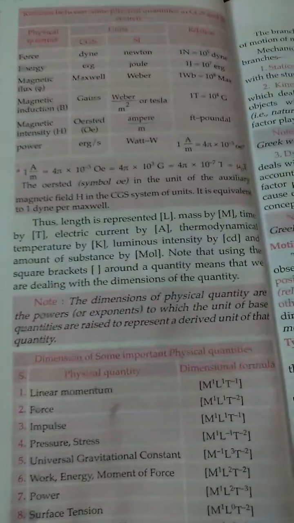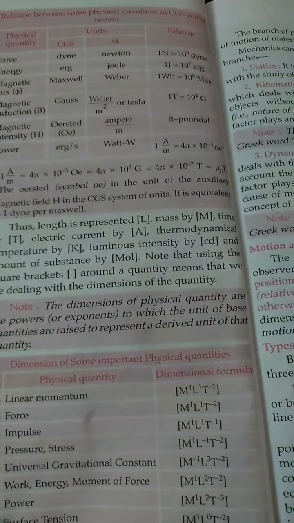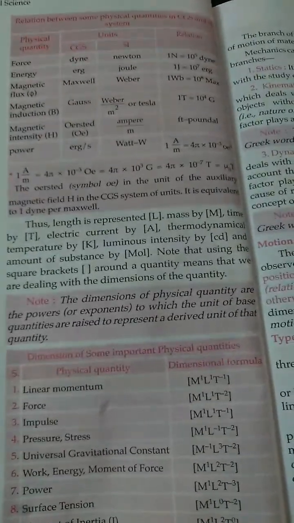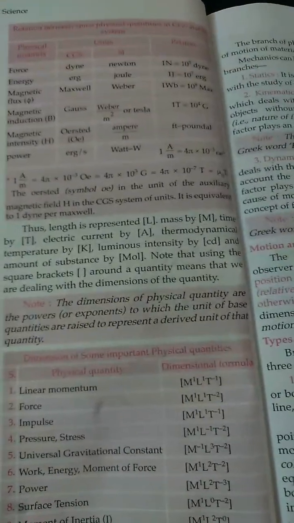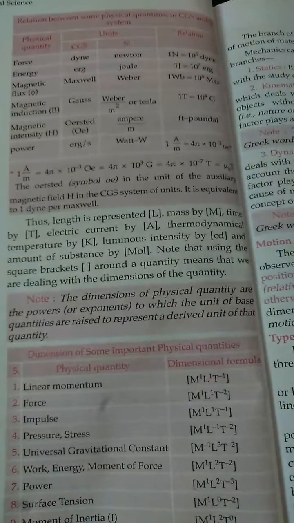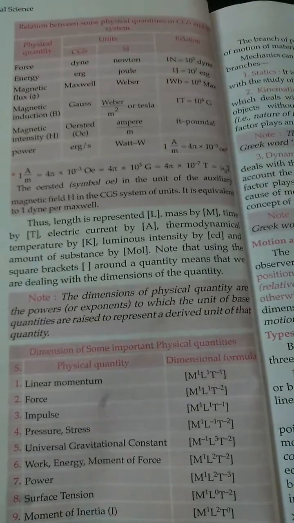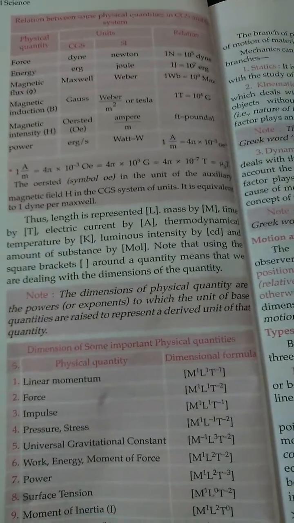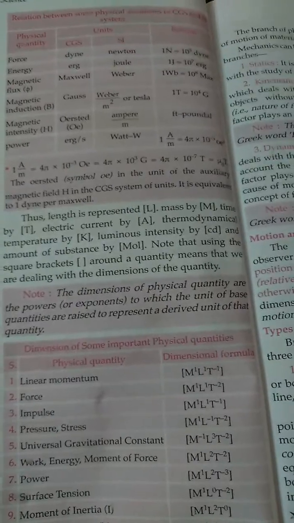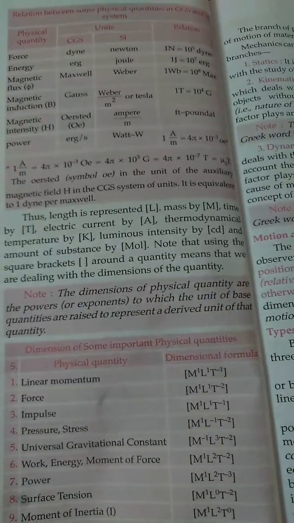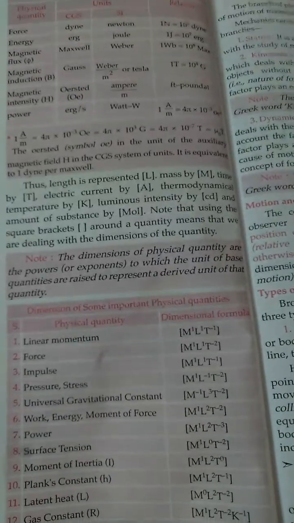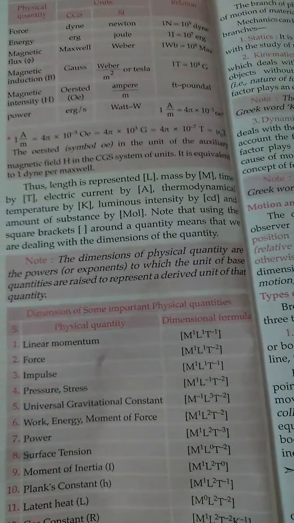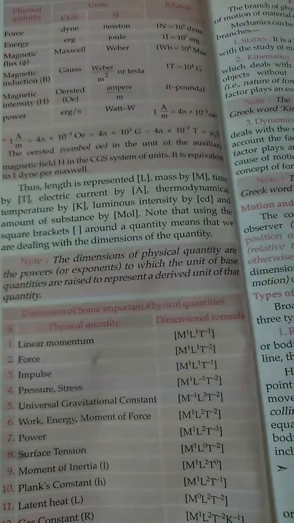Thus length is represented by L, mass by M, time by T, electric current by A, thermodynamic temperature by K, luminous intensity by cd, and amount of substance by mol. Note that using the square brackets around the quantity means that we are dealing with the dimensions of the quantity. The dimensions of a physical quantity are the powers or exponents to which the units of base quantities are raised to represent the derived unit of that quantity.